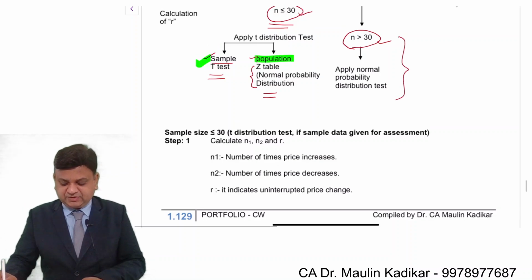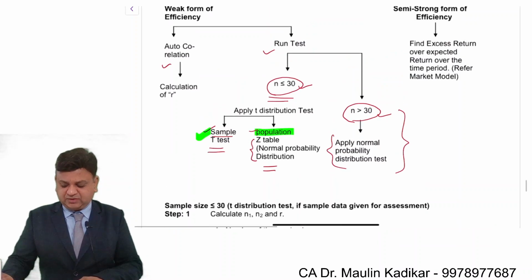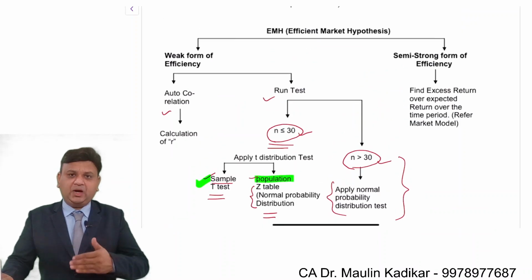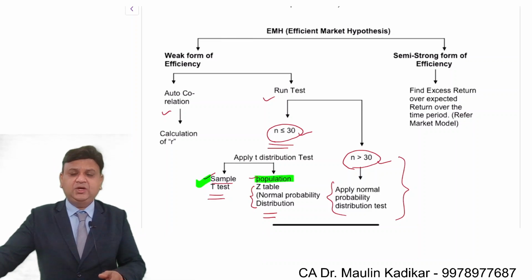If the number of observations is greater than 30, then in that case we always have to apply the normal probability distribution test for the purpose of analysis. How to do that? That is what we are now going to understand, both for less than or equal to 30 and for greater than 30.